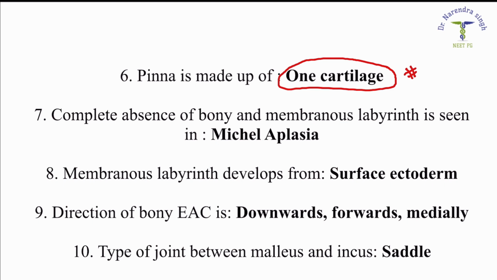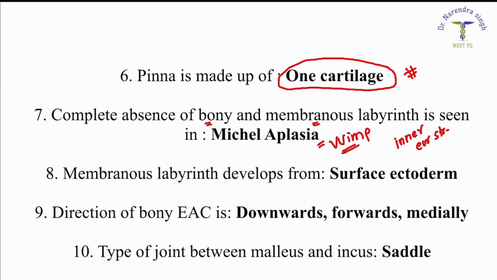Now, we are going to discuss the seventh question, which says that complete absence of bony and membranous labyrinth is seen in which type of ear deformity? It is known as Michel aplasia. We have to keep in mind, this is a very important question. In Michel aplasia, there is complete absence of the bony and membranous labyrinth. So this is complete absence of inner ear structures.